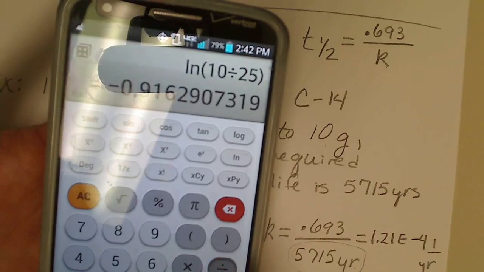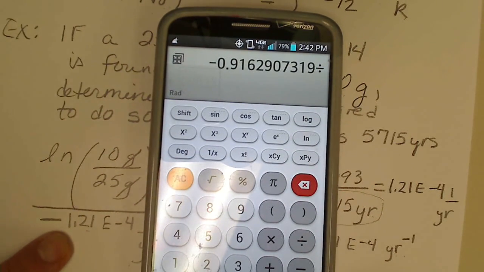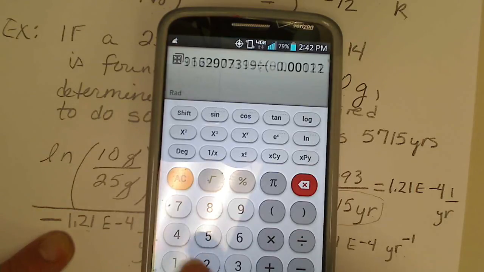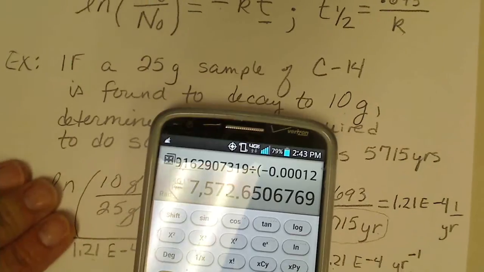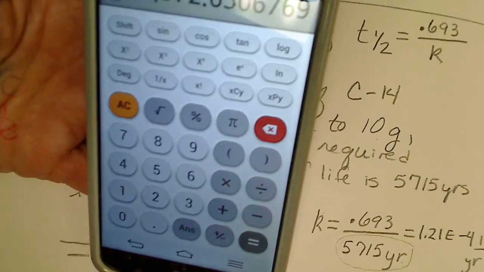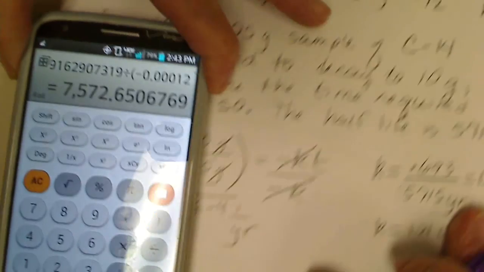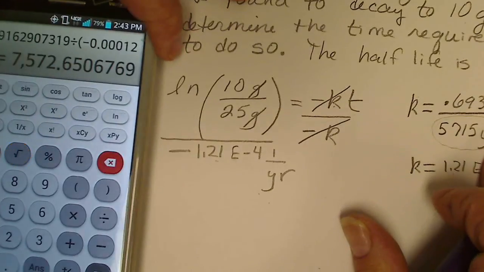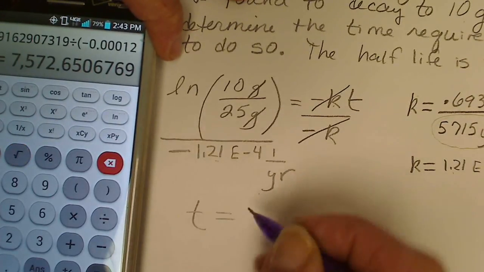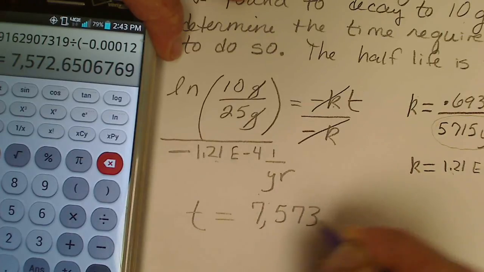Now I'm going to divide by a negative 0.000121. I'll close that parenthesis. Oh, I still get, well, oh, I guess we're solving for time. I was thinking we were solving for mass. So I get the same answer, so I guess my calculator knows how to do its order of operations. So t equals 7,573 years.